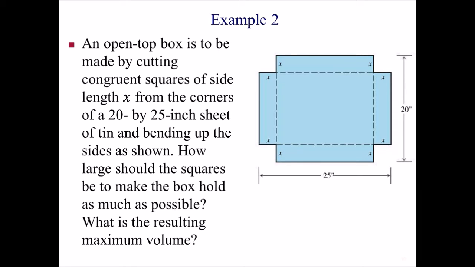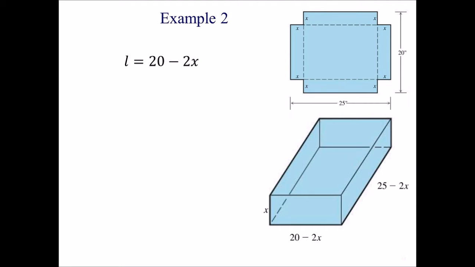For this example, I'm going to look at the right-hand side. We see that that side has a measurement of 20 inches. We are cutting 2 sections off. Each of those sections are of size x. For the bottom section, that section is 25 inches long, and again we are cutting sections of x off, 2 of those sections. The length is going to be 20 minus 2x.